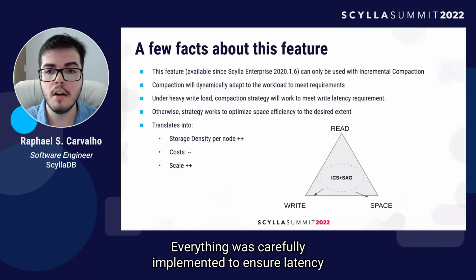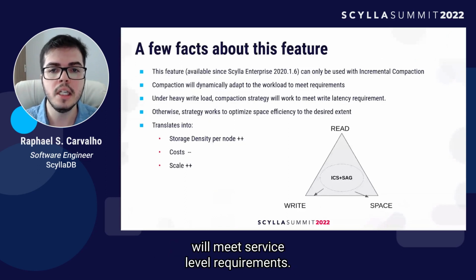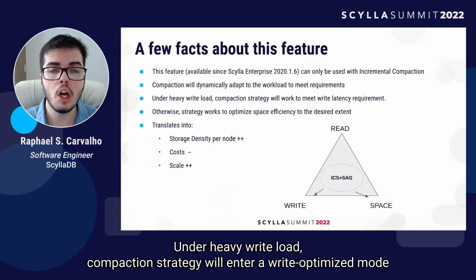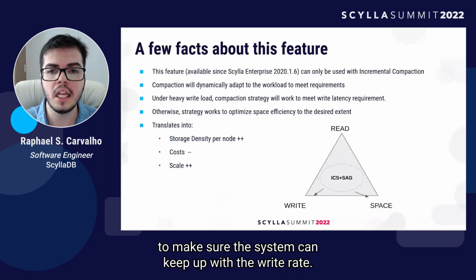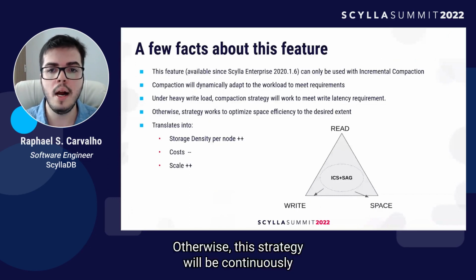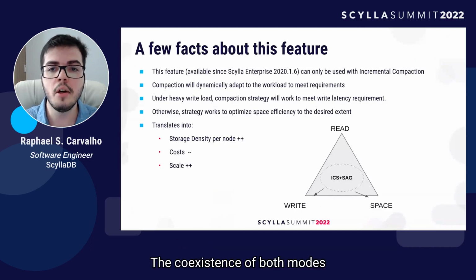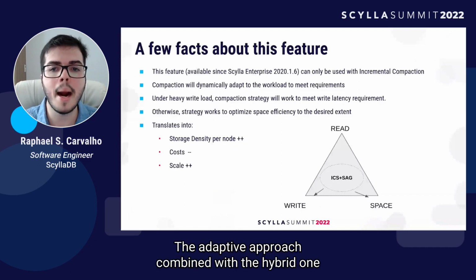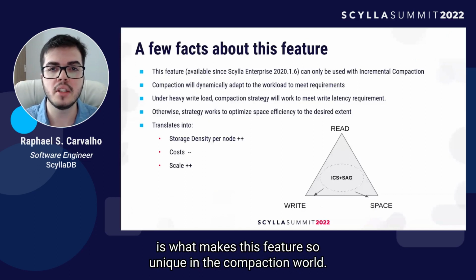Everything was carefully implemented. To ensure latency will meet service level requirements, compaction will dynamically adapt to the workload. Under heavy write load, the compaction strategy will enter a write optimized mode to make sure the system can keep up with the write rate. Otherwise, the strategy will be continuously working to optimize space efficiency. The coexistence of both modes is the reason we call this a hybrid approach. The adaptive approach combined with the hybrid one is what makes this feature so unique in the compaction world.